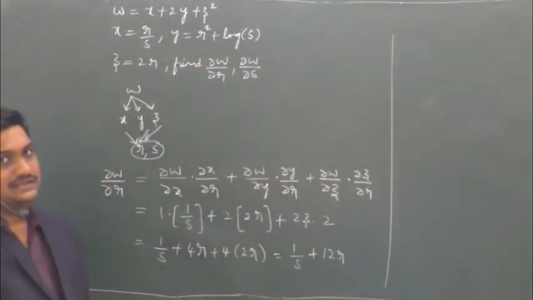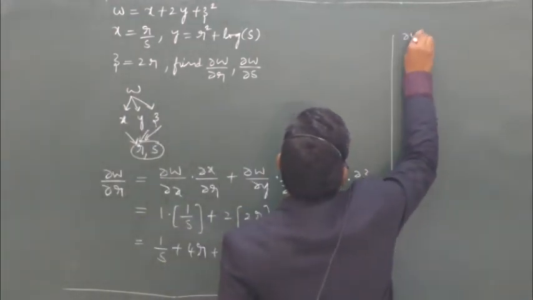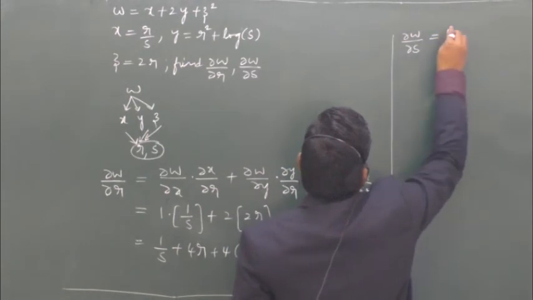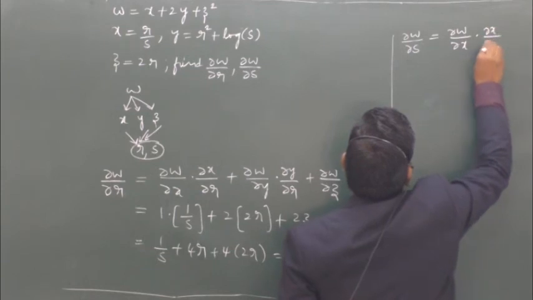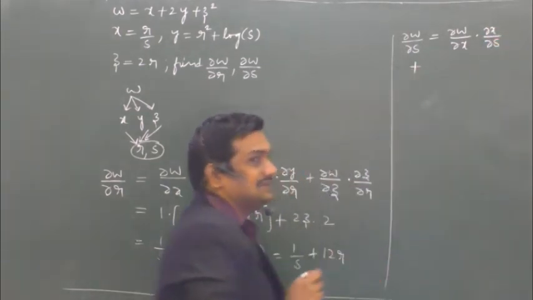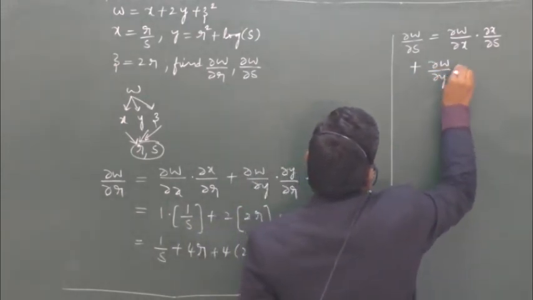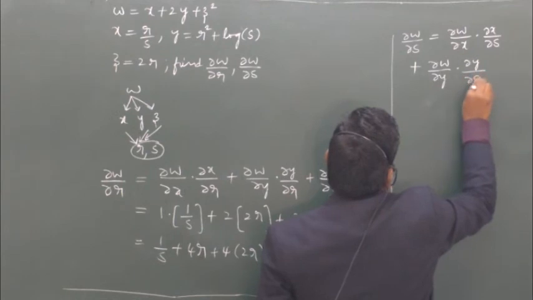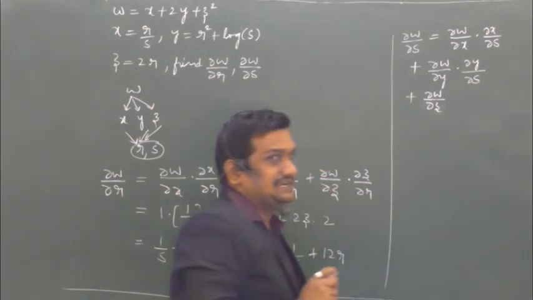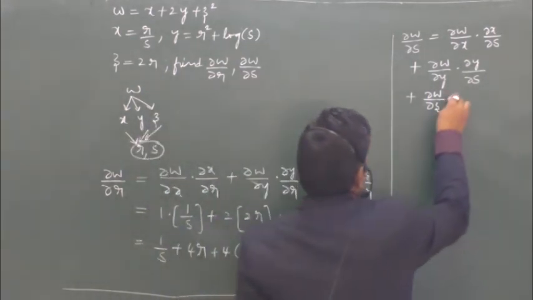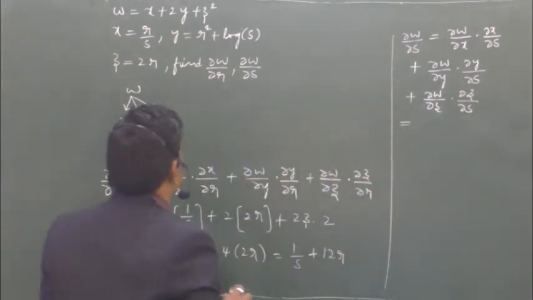Now let us find the other partial derivative, dou w by dou s. So this is equals to derivative of w with respect to first variable x and derivative of x with respect to outside variable s. Then derivative of w with respect to second variable y and derivative of y with respect to outside variable s and derivative of w with respect to third variable z and derivative of z with respect to outside variable s. Now w with respect to x, it is 1.